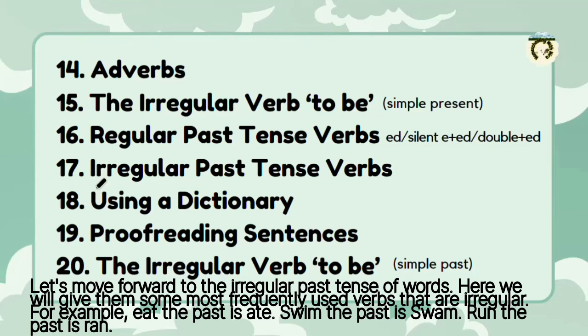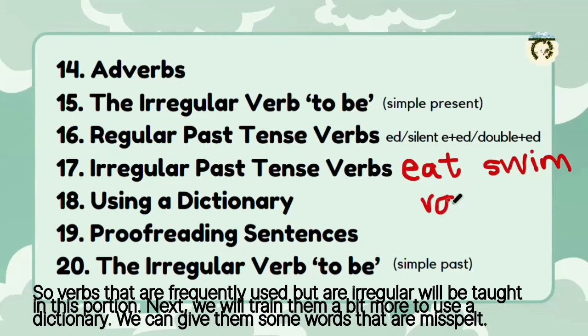Let's move forward to the irregular past tense of verbs. Here we will give them some most frequently used verbs that are irregular. For example, eat, the past is ate. Swim, the past is swam. Run, the past is ran. Okay, so verbs that are frequently used but are irregular will be taught in this portion.